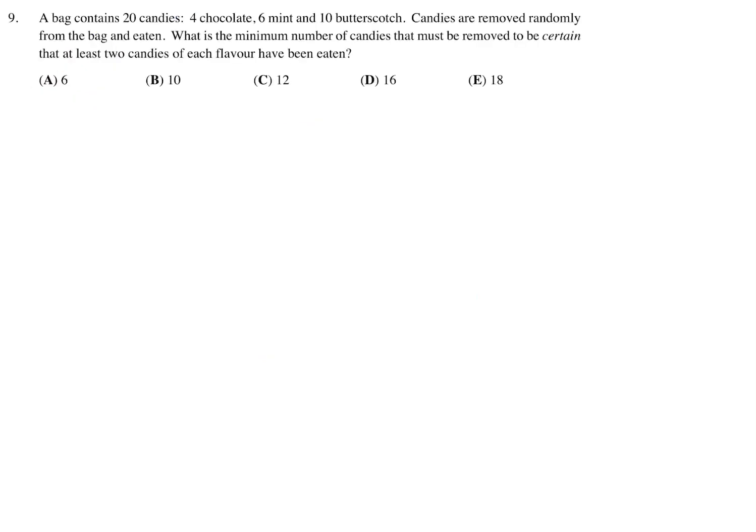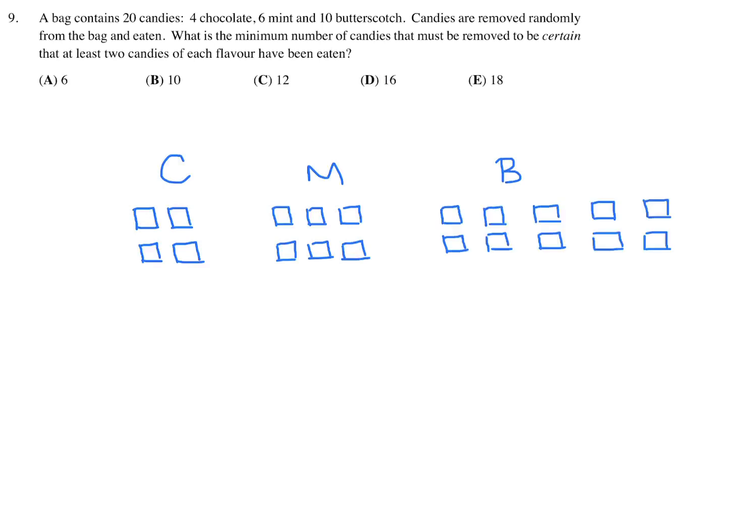All right, the bag contains 20 candies: 4 chocolate, 6 mint, and 10 butterscotch. Candies are removed randomly from the bag and eaten. What is the minimum number of candies that must be removed to be certain that at least 2 candies of each flavor have been eaten? So for chocolate, we have 4 of them. And for mint, we have 6 of them. And the last flavor is butterscotch, and there's 10 of those.